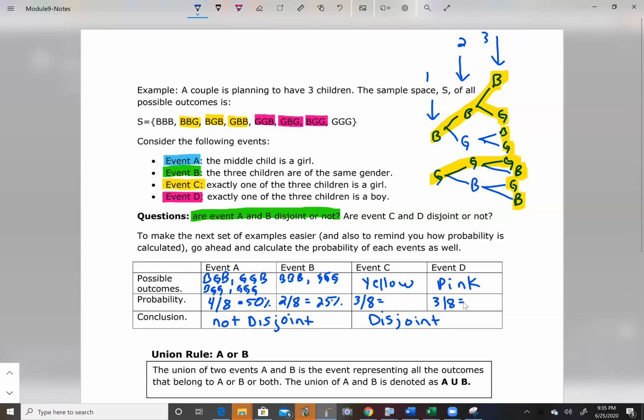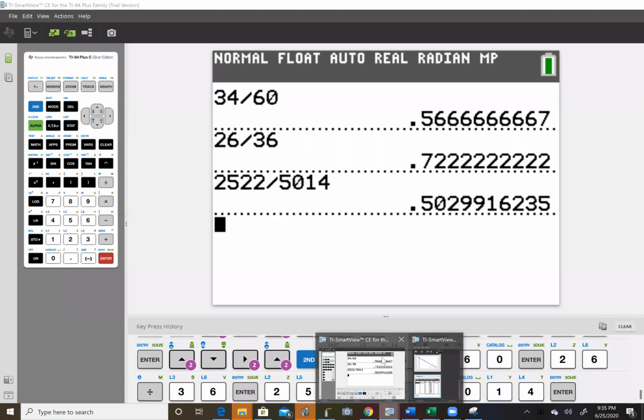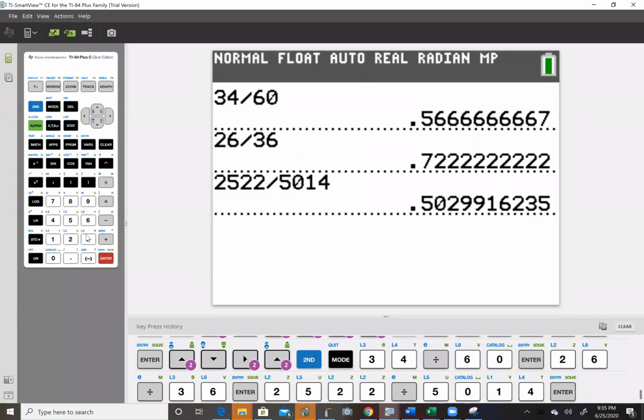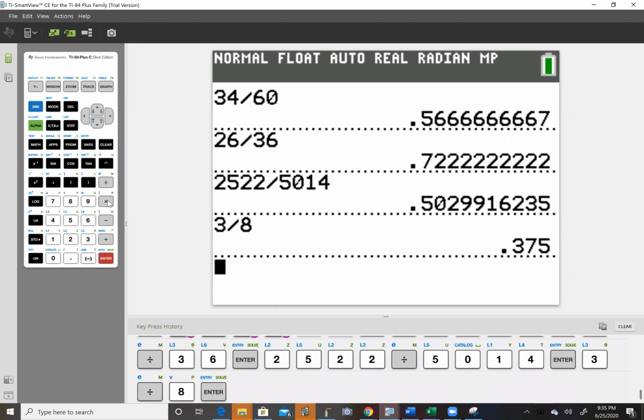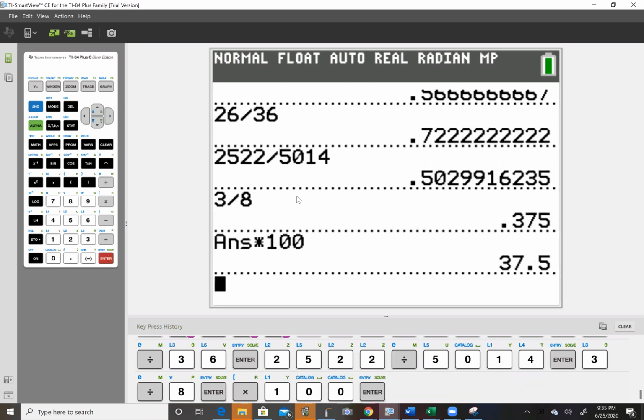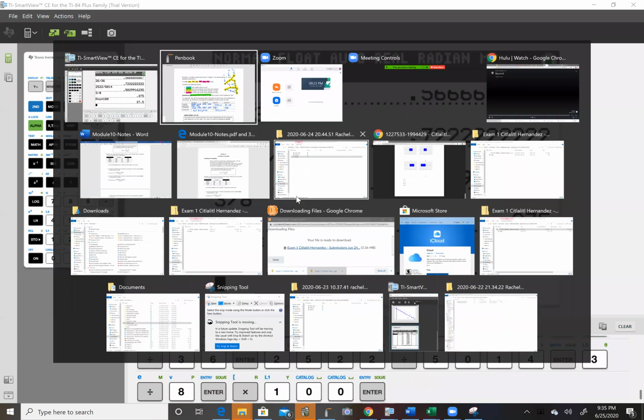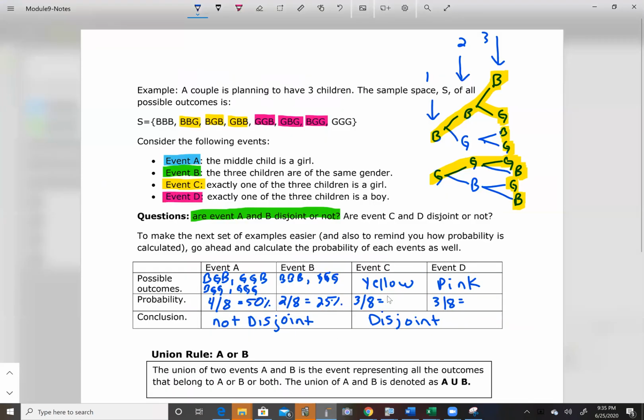I want to say 3/8 is about 36%, but let's use a calculator. 3 divided by 8, enter, times 100%, 37.5. They are both the same. Okay.